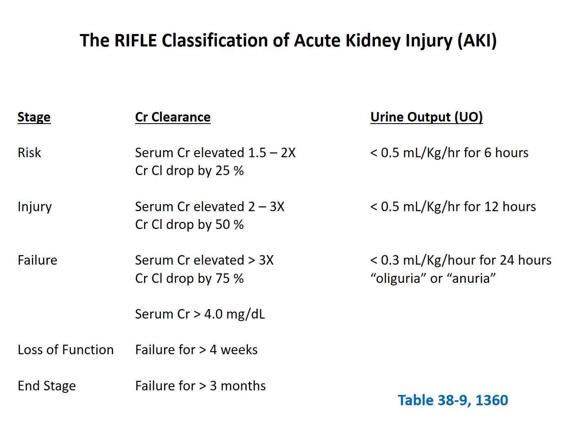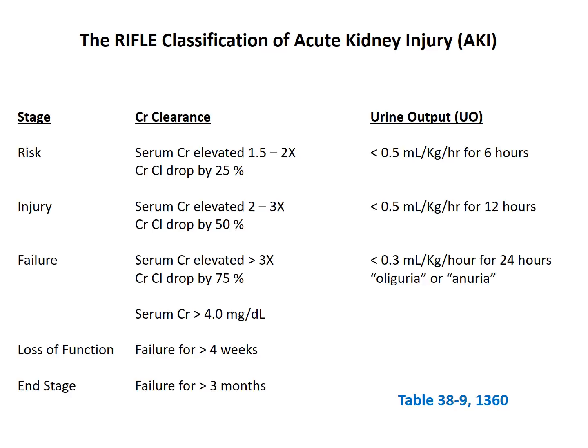Acute kidney injury can then be classified at 5 different stages, and they use this RIFLE classification, where RIFLE stands for risk, injury, failure, loss of function, and end stage, right? So based on how high your serum creatinine rises and how low your urine output is, you can classify somebody with acute kidney injury by this RIFLE classification, okay?